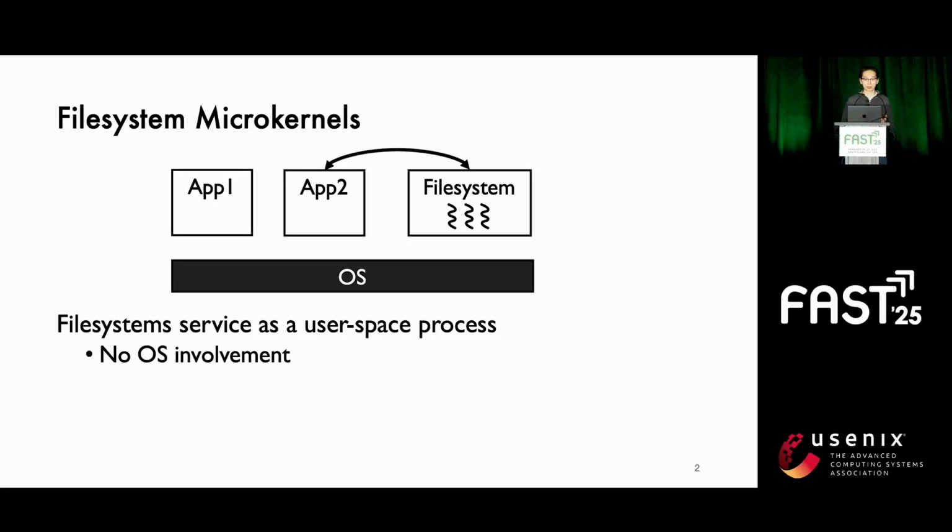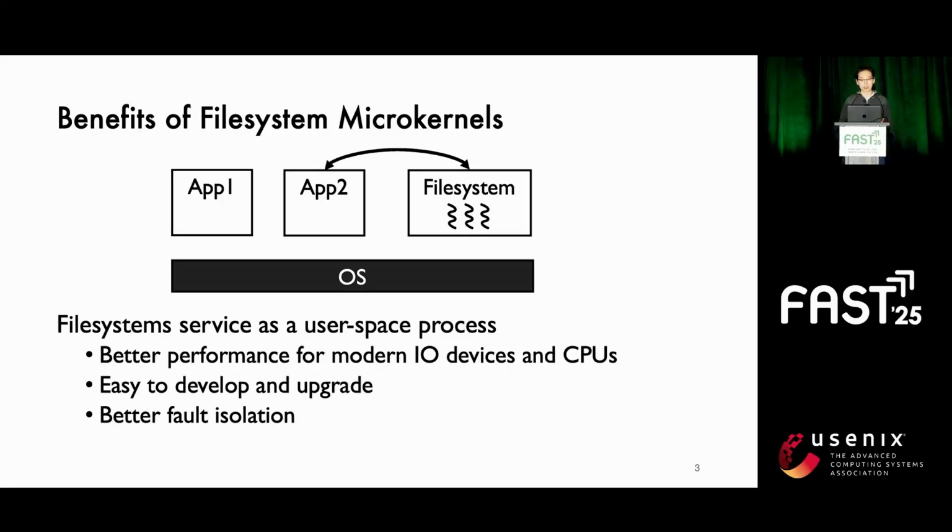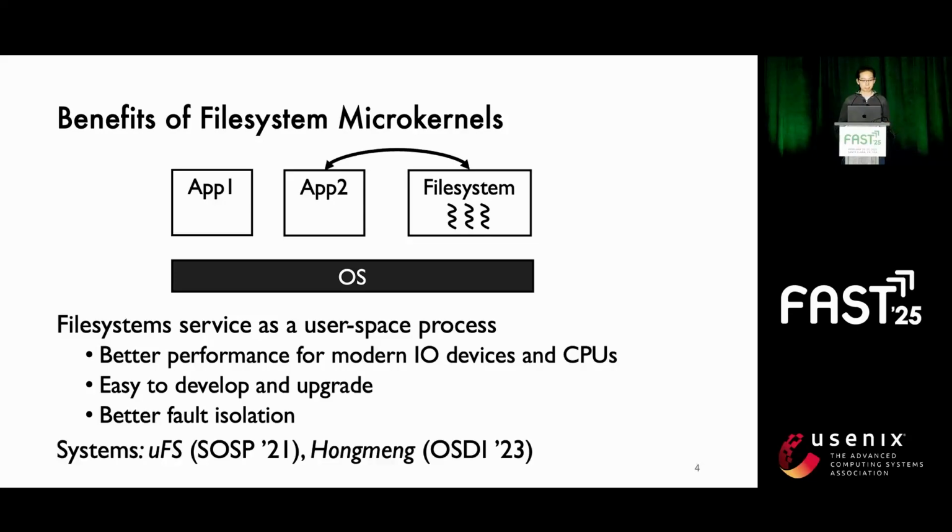File system microkernels build a file system service as a user space process. So the file systems are running in user space without OS kernel involvement. This kind of file system has recently gained more traction because of several benefits. Without the OS kernel involvement, such microkernels offer better performance for modern I/O devices and CPUs. As a user-level process, they are easy to develop and upgrade, and also lead to better fault isolation. Examples include our work, uFS, which was published in SOSP 21, and more general microkernels like Homa.